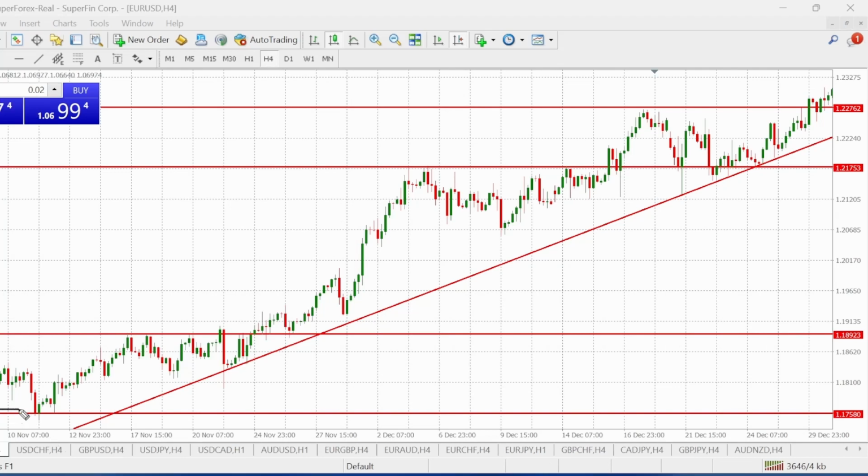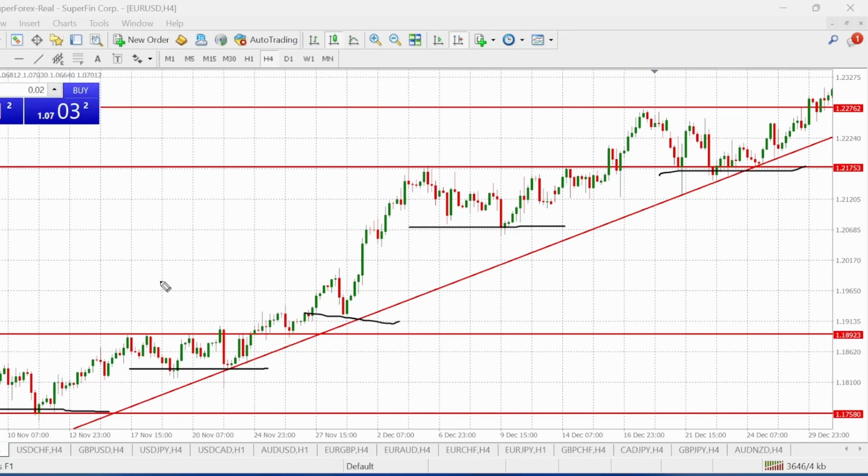This is our lowest low here. We have highest low here. This is another highest low. This is another highest low. As long as the market stays above the previous pullback, it's considered a trend continuation.